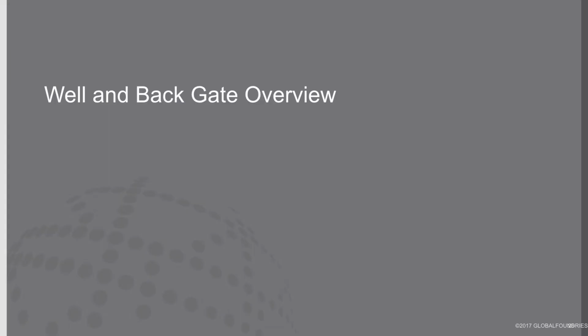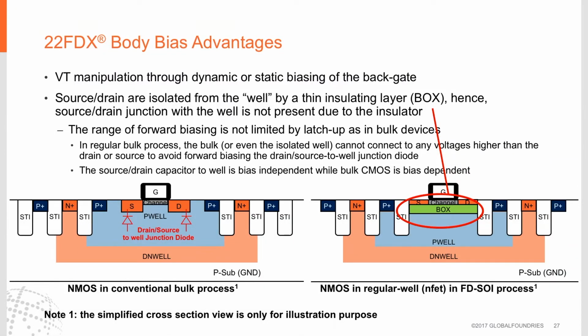In the next section, we'd like to go over some of the uses of the backgate. The backgate allows us to manipulate the VT of the device independently from the front gate.